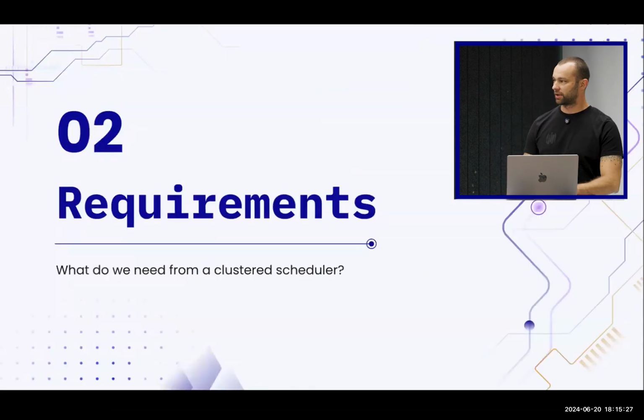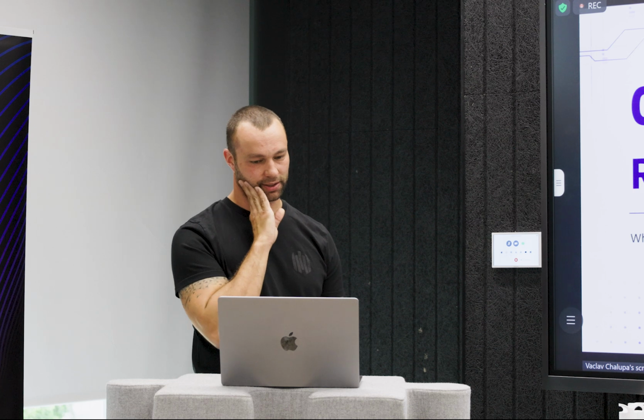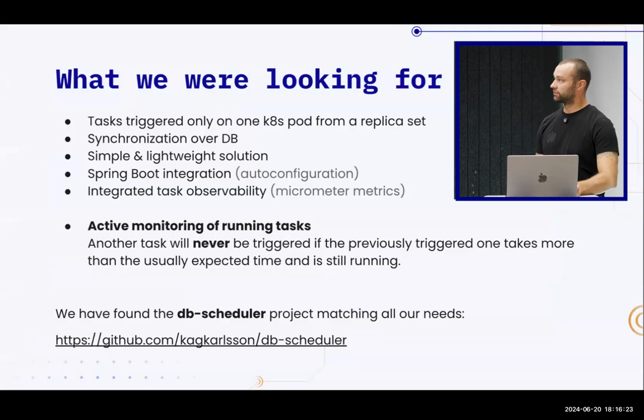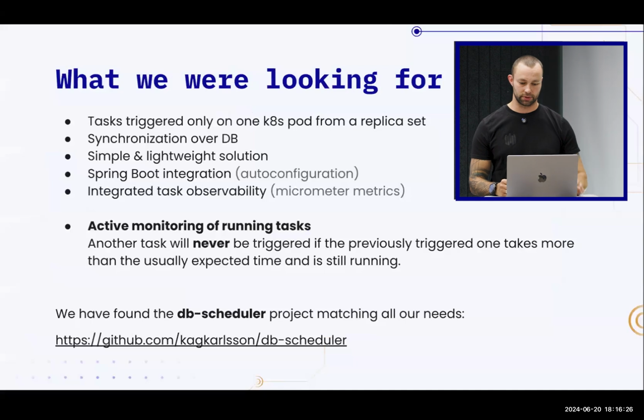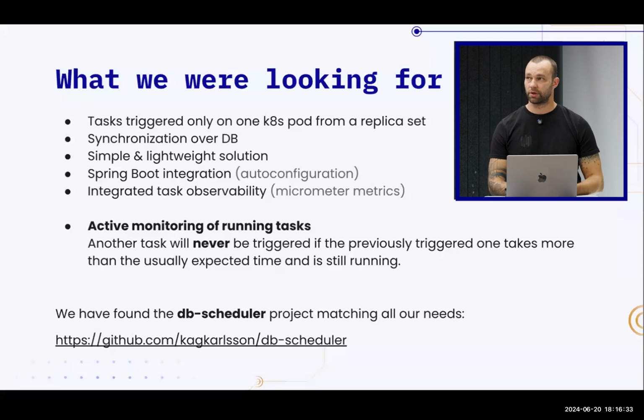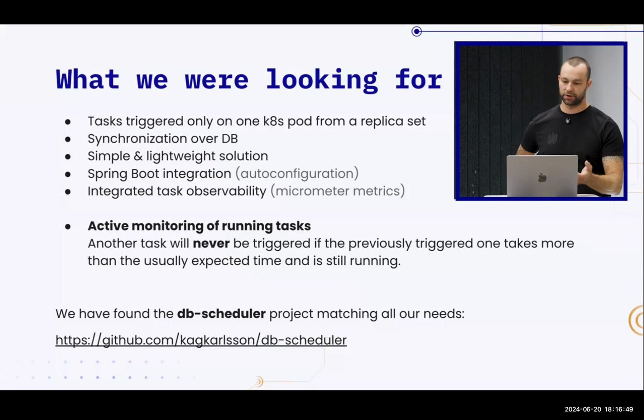So, requirements. We realized that we wanted to go with a clustered scheduler about half a year ago, when we started with a new version of the software we are building, and we defined a set of requirements. Let's check them. The first one is obvious: we wanted to start a task only on a single Kubernetes pod in our replica sets. It's important for us. We want to keep the application easy to read. We don't want to implement any DB locks on our live tables, live columns, and so on. This keeps us really simple to monitor and to observe what's going on.